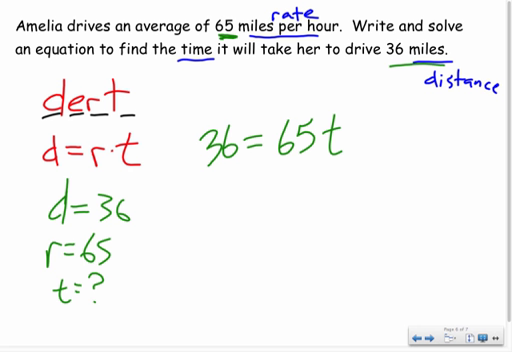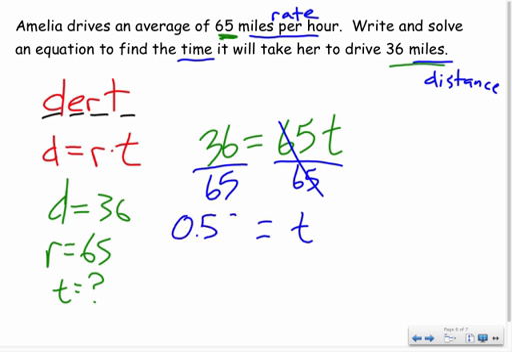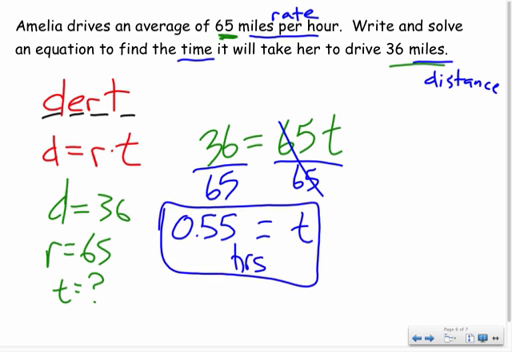And now I can solve. So I'm saying 65 times what is going to give me 36? Well, this is where we need to apply our one-step equation, right? To solve for T, going back to last year, we do the inverse of multiplying by 65, which is dividing by 65. So our 65s cancel, and T would equal some decimal. And we can just round to the nearest tenth or nearest hundredth. It doesn't matter, it doesn't specify. So we'll say 0.55, and what are we in? Hours? So let's put a label with that, 0.55 hours. And there you go.